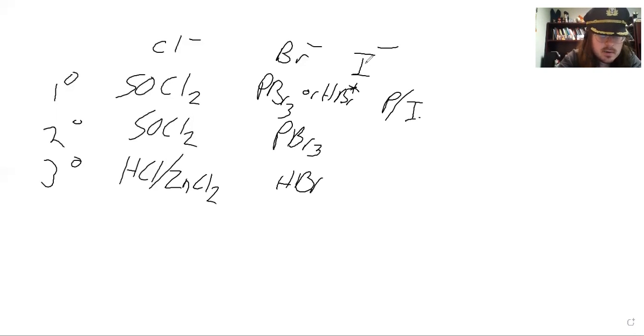P and iodine for primary, P and iodine. It is possible to do this tertiary with hydroiodic acid. So those are just the various ways. In most of the cases, it's much better to use the alternatives. Okay.